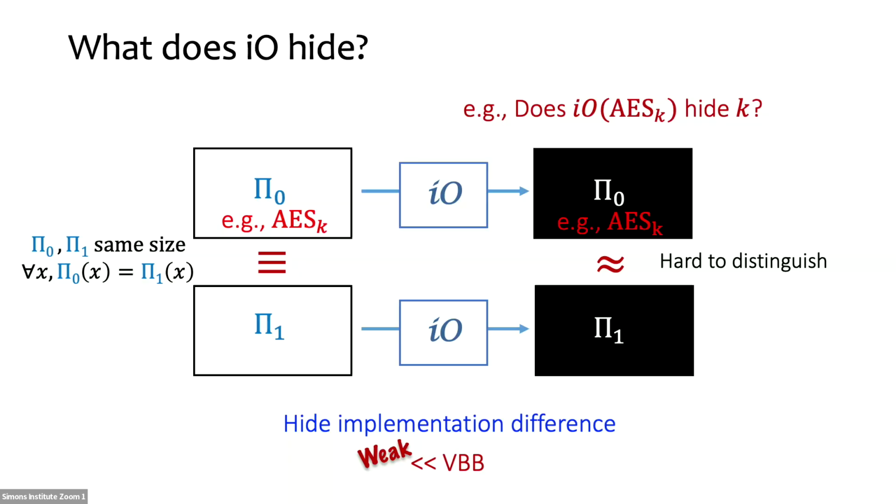And after we stare at this a little bit, it becomes clear that it seems hard to apply IO security to begin with. Why? Because to apply IO security, I need to find another implementation of AES with key K before I can claim anything. But what would that implementation be?